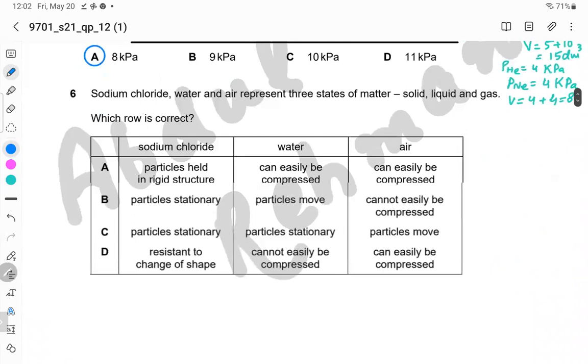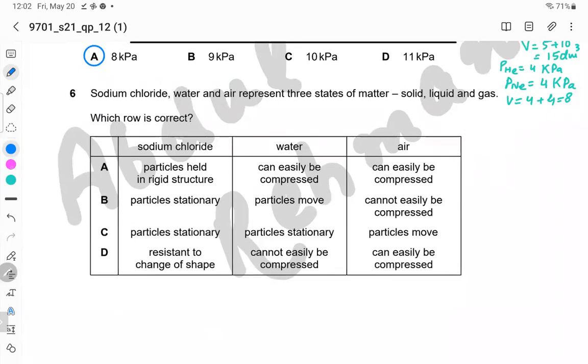Now question number 6. Sodium chloride, water, and air represent 3 states of matter, that are solid, liquid, and gas. Which row is correct?